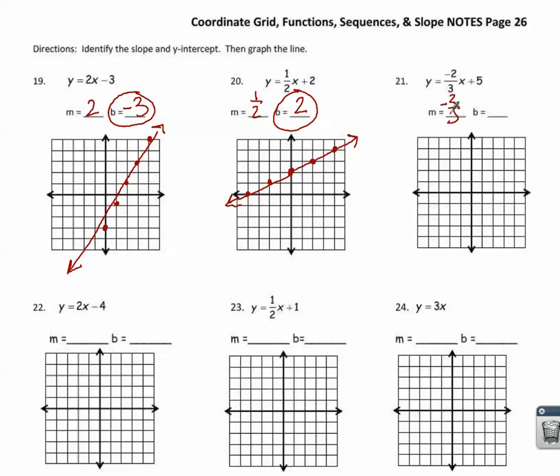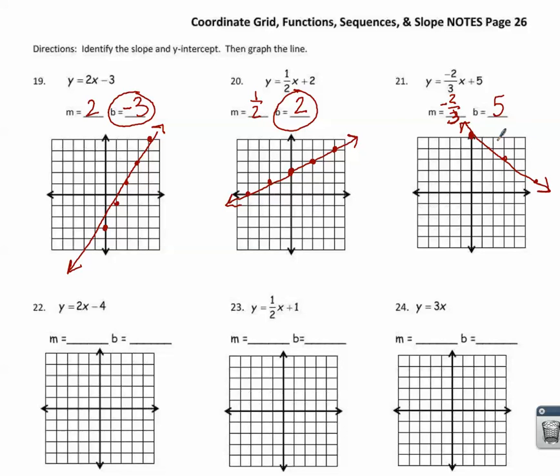In our final example, -2/3 is our slope with a +5 as our y-intercept. Start at your y-intercept. It crosses the y-axis at a +5. Then it goes down 2, right 3. This creates your line with your arrows.